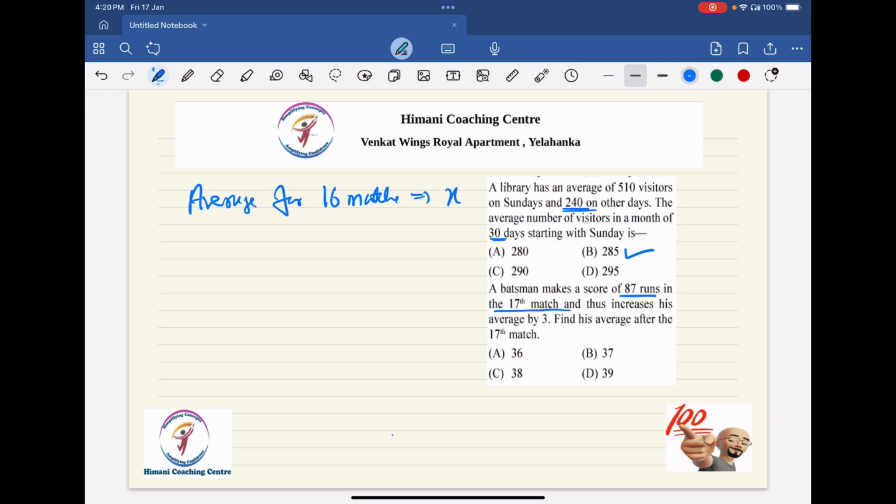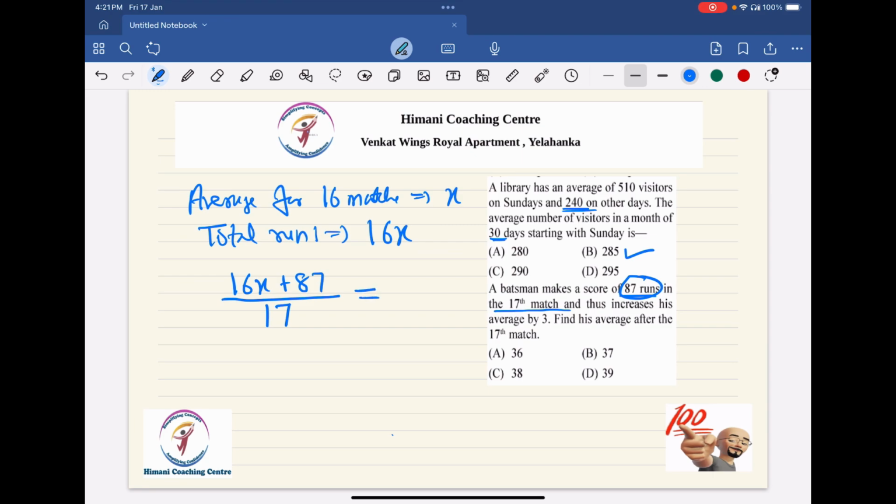So total runs in 16 matches would be 16 times X, because that's what we do in average. So in 16 matches he has made 16x runs. Now on the 17th match, he has scored 87 runs. So let us take the 17th match and add its score. So it becomes 16x plus 87. Now how many matches are there? 17. So to find the average, we will have to divide by 17.